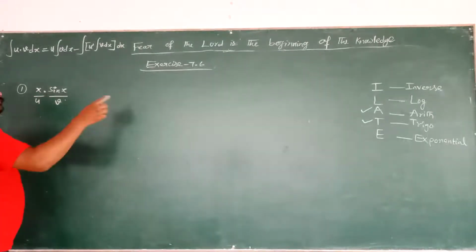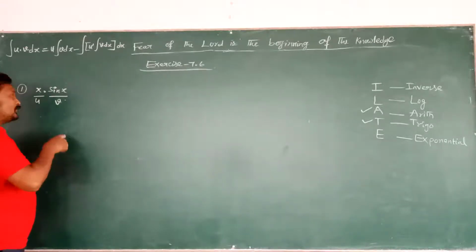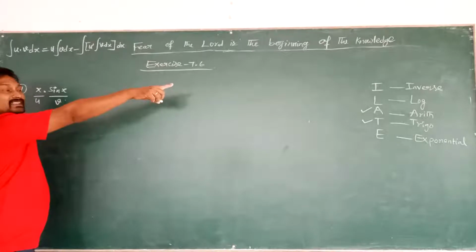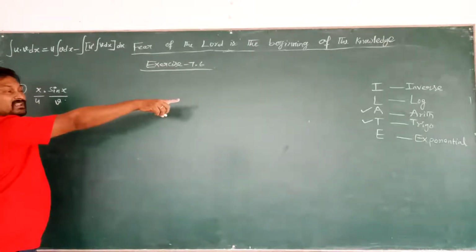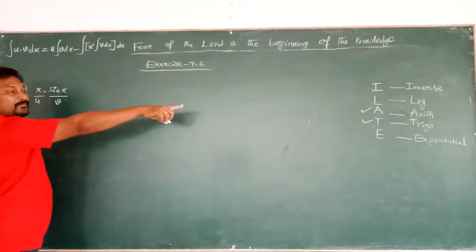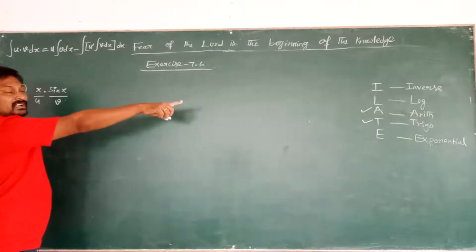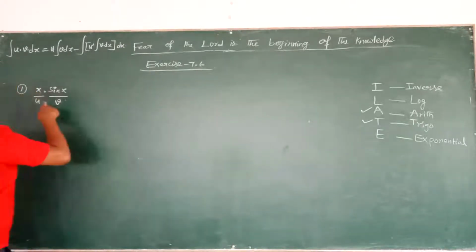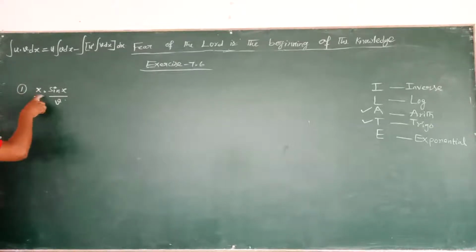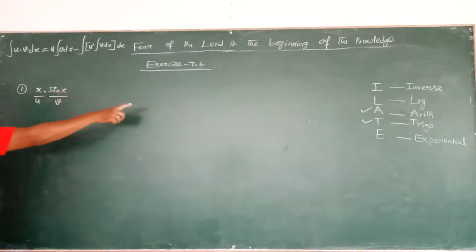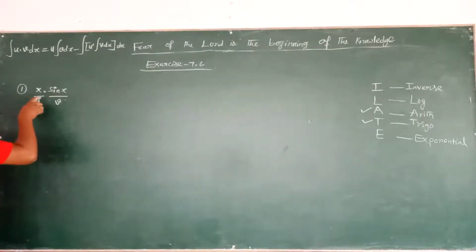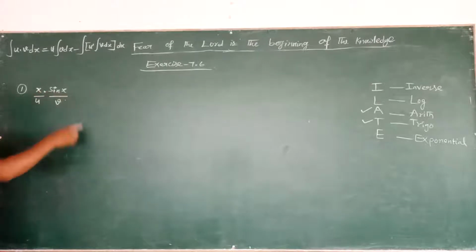So which one are we going to use to find which is u and which is v? ILATE. I means inverse function, L means logarithmic function, A means arithmetic function, T means trigonometric function, E means exponential function. You know that x is an arithmetic function, sin x is nothing but a trigonometric function. In both, which one do you have to take first? You have to take arithmetic first, then trigonometric.